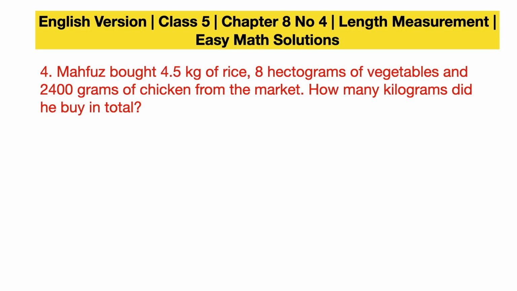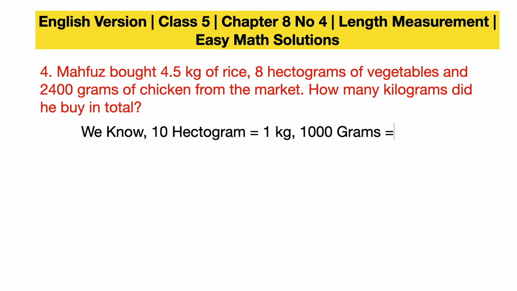I already told you, in this type of math you need to convert all units. In this math, the answer is in kilograms, so we need to convert everything to kilograms. Then we know that 10 hectograms equal 1 kg and 1000 grams equal 1 kg.